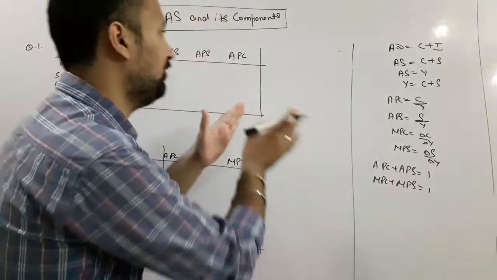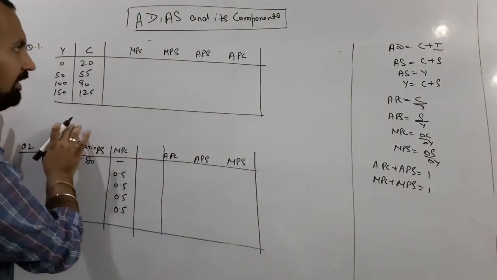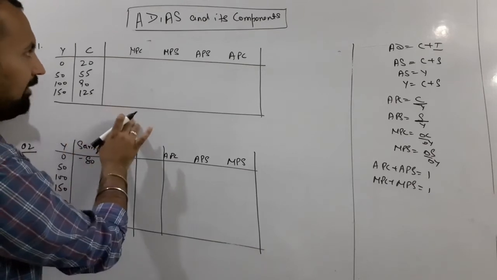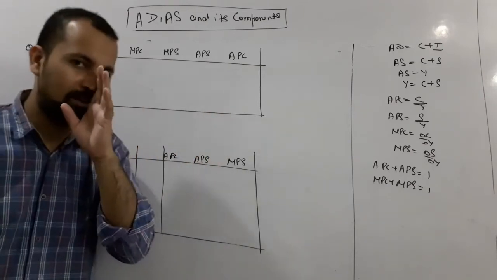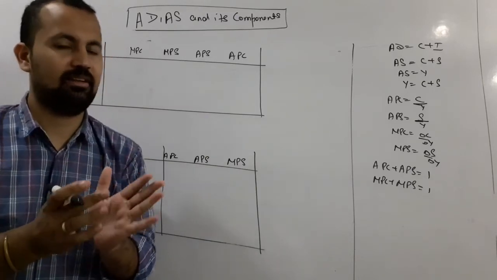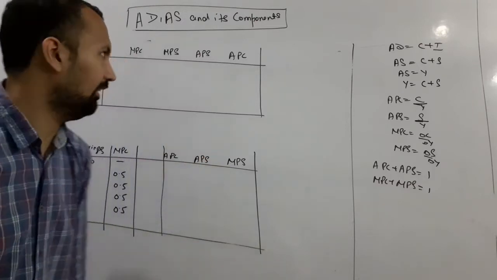Now we are starting its questions. Heading is Y and C. These two values were given in the question. What we need to do is find out MPC, MPS, APS, APC. One question can be done by more than one method. That is, we are adopting one or two methods to solve each and every heading under this situation.